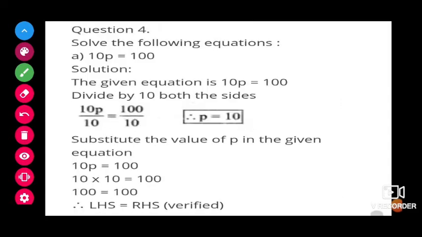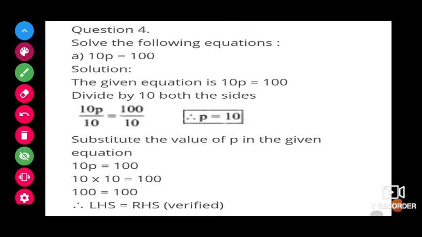This chapter is very easy. If you practice many sums, example sums and all, you will find the concept really very easy. You can grasp it very easily. Okay. Next one.